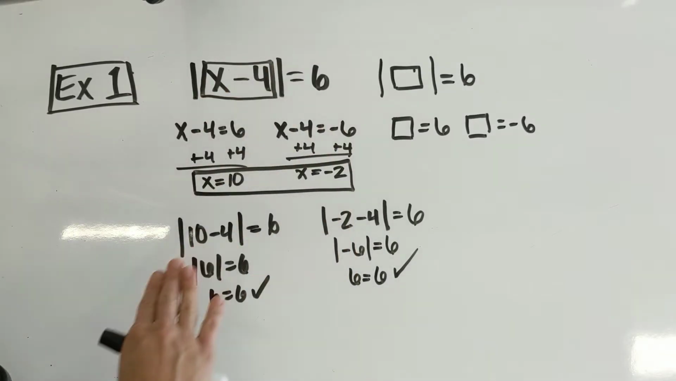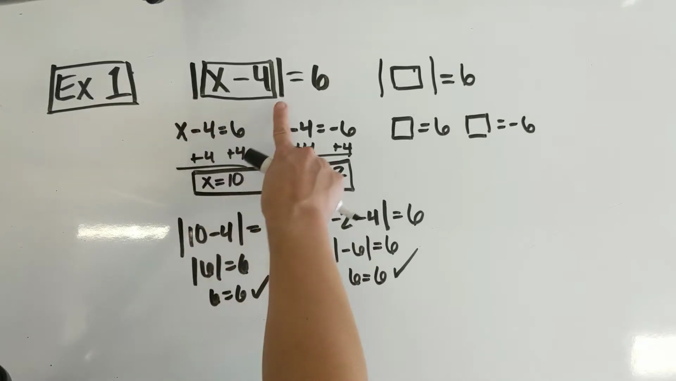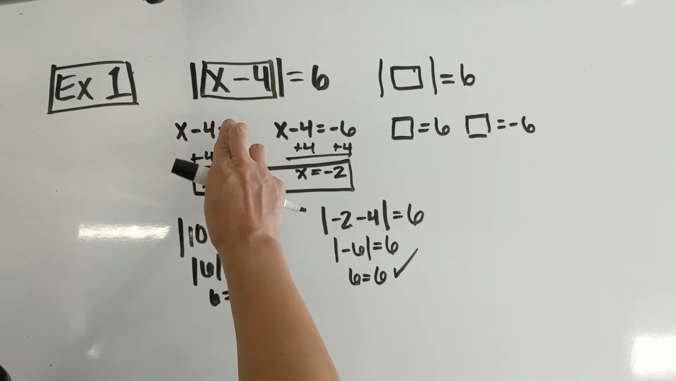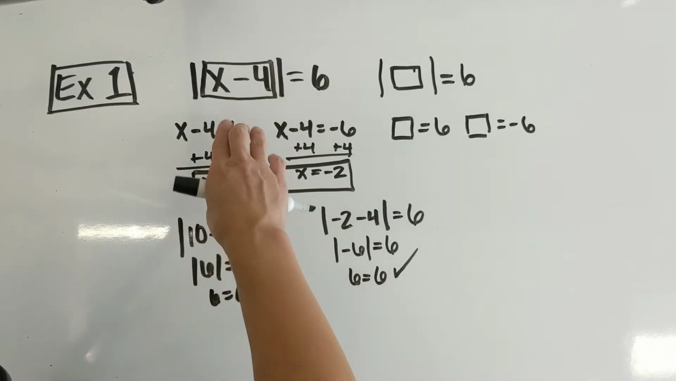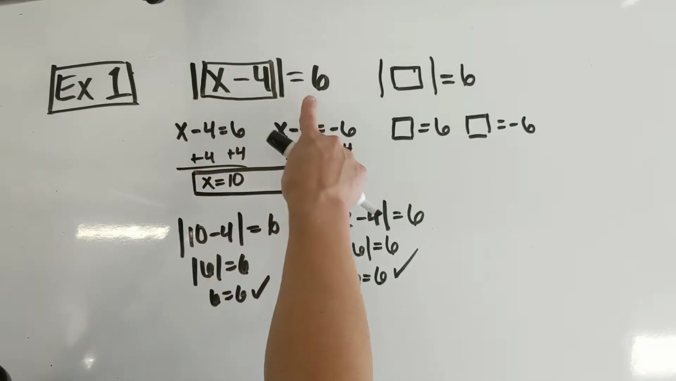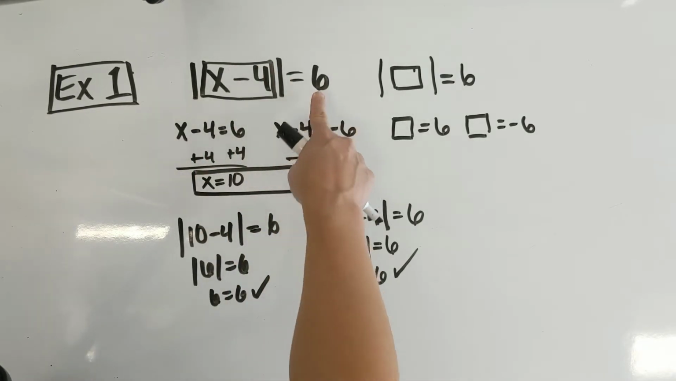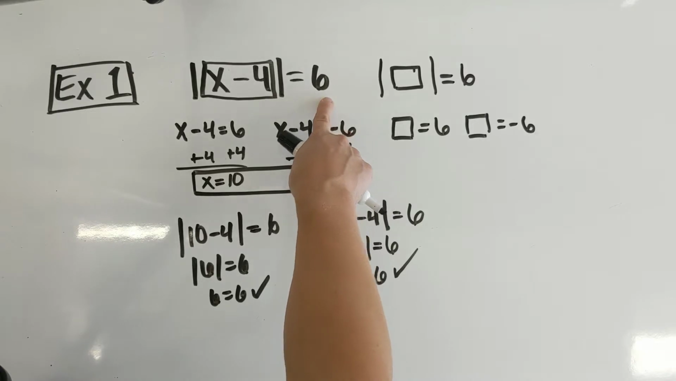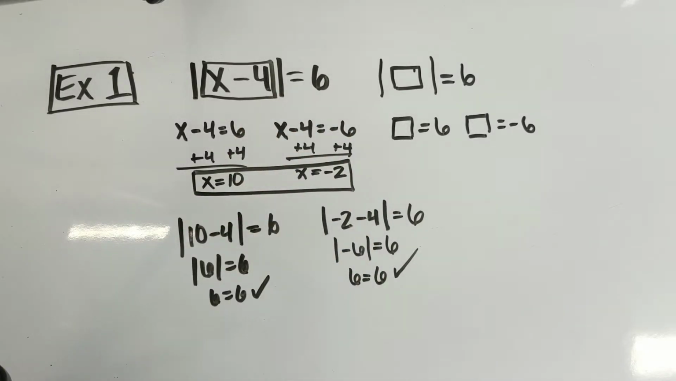Let's summarize what we did. First, we have our absolute value isolated, and then we asked ourselves what value of x would make the inside equal to the positive of my answer and the negative of my answer. So let's take a look at another example.